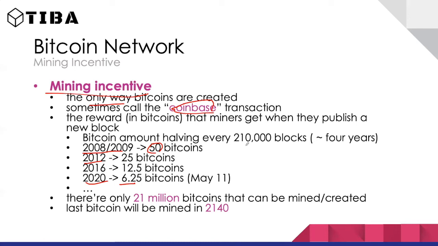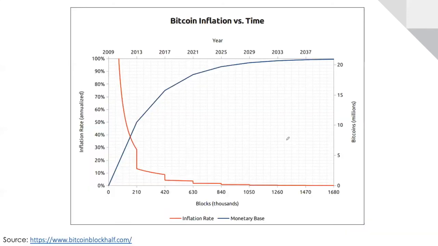And the reason why they cut the amount in half every 4 years is because there's a fixed supply of Bitcoin. There's only 21 million Bitcoins that could be created, or mined. And the last Bitcoin will be mined in the year 2140. If you look at it in the graph, the supply of Bitcoin caps out at 21 million. But that also means the inflation rate of Bitcoin decreases over the years.